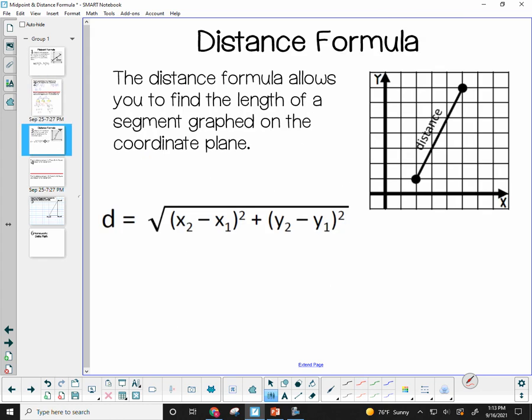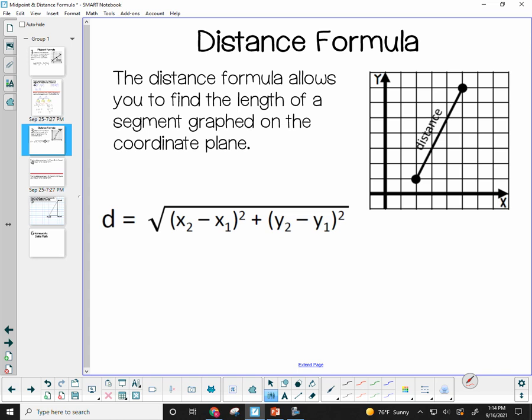The next thing I want to talk about is the distance formula. The distance formula allows us to find the length of a segment graphed on the coordinate plane. This is the formula here: d equals the square root of the quantity x sub 2 minus x sub 1, squared, plus the quantity y sub 2 minus y sub 1, that quantity squared.